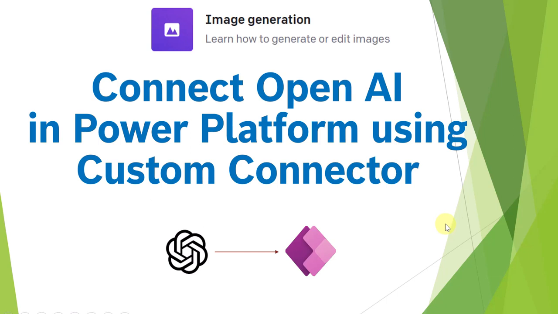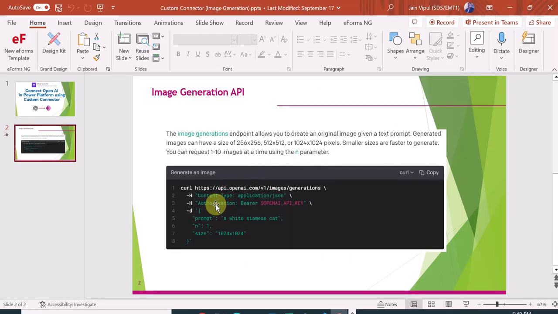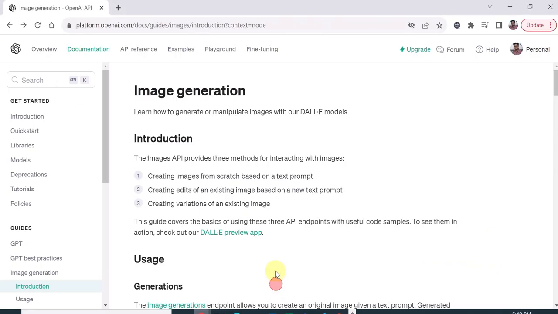So what we are going to do is use an image generation API which is provided by OpenAI, and this is the endpoint URL which we are going to use: api.openai.com/v1/images/generations. So let me navigate you first to the OpenAI official documentation where we'll see how you can generate the image using image generation APIs.